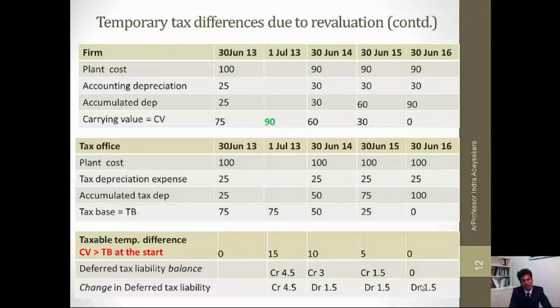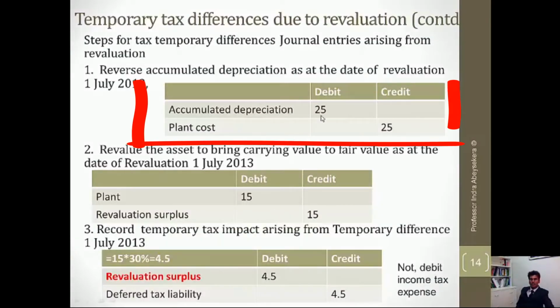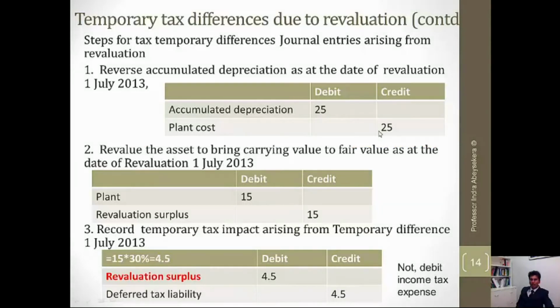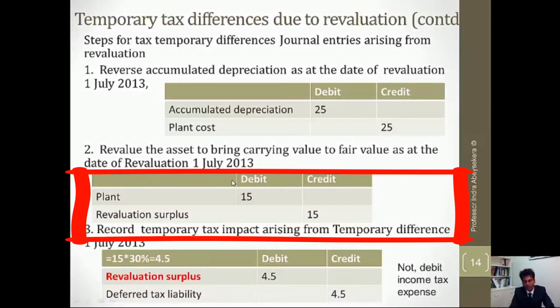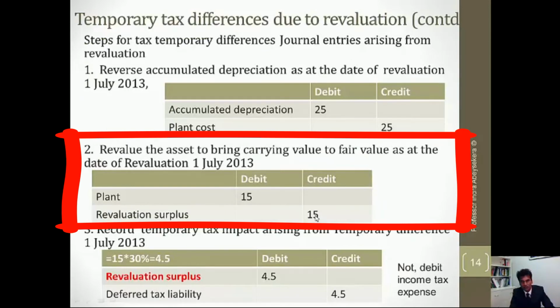Now, having said all that, let's look at the journal entries for revaluation. First, prepare for revaluation. Debit accumulated depreciation, credit plant cost 25. Second, conduct the revaluation. We need to increase the 25. Debit plant cost 15, credit revaluation surplus 15.